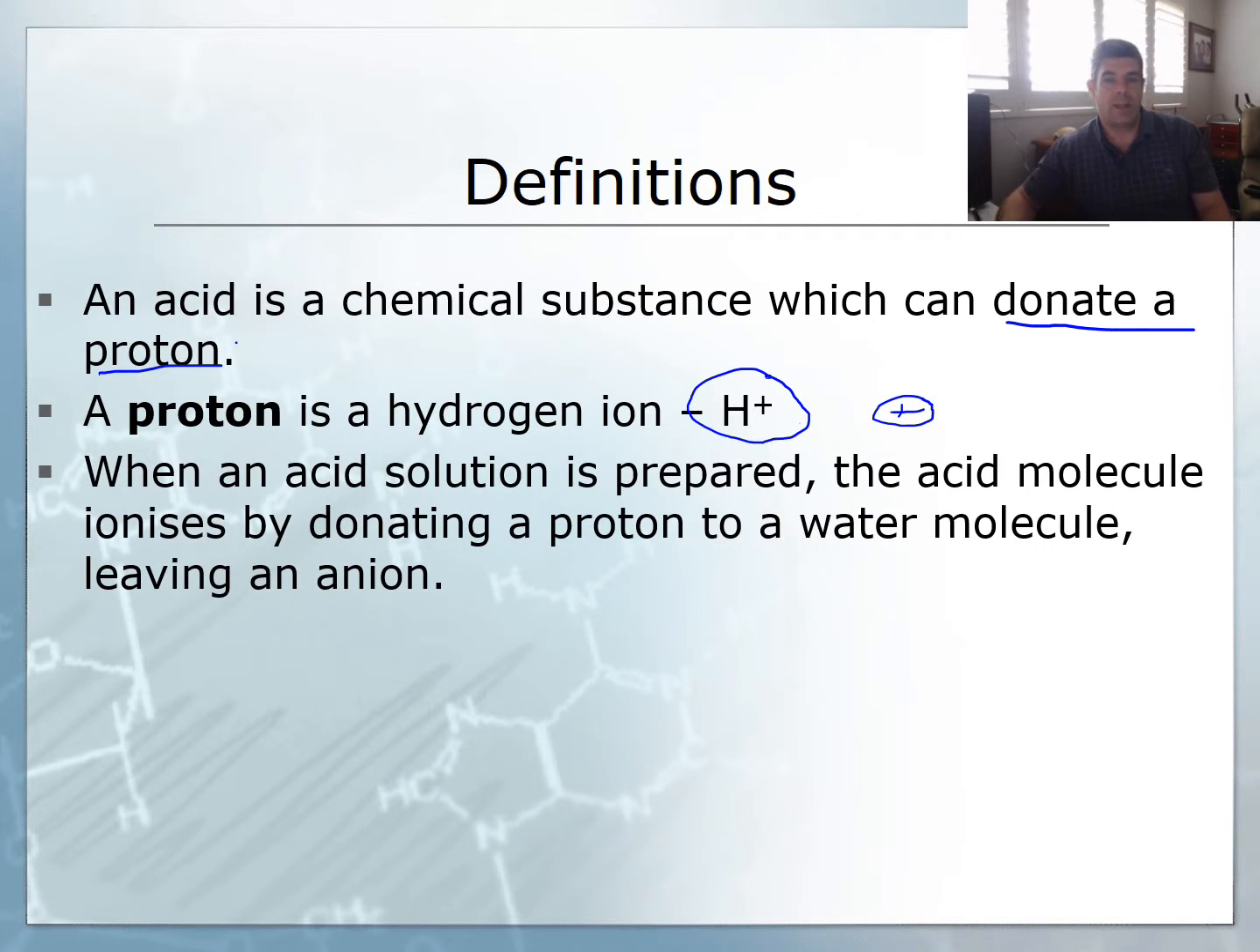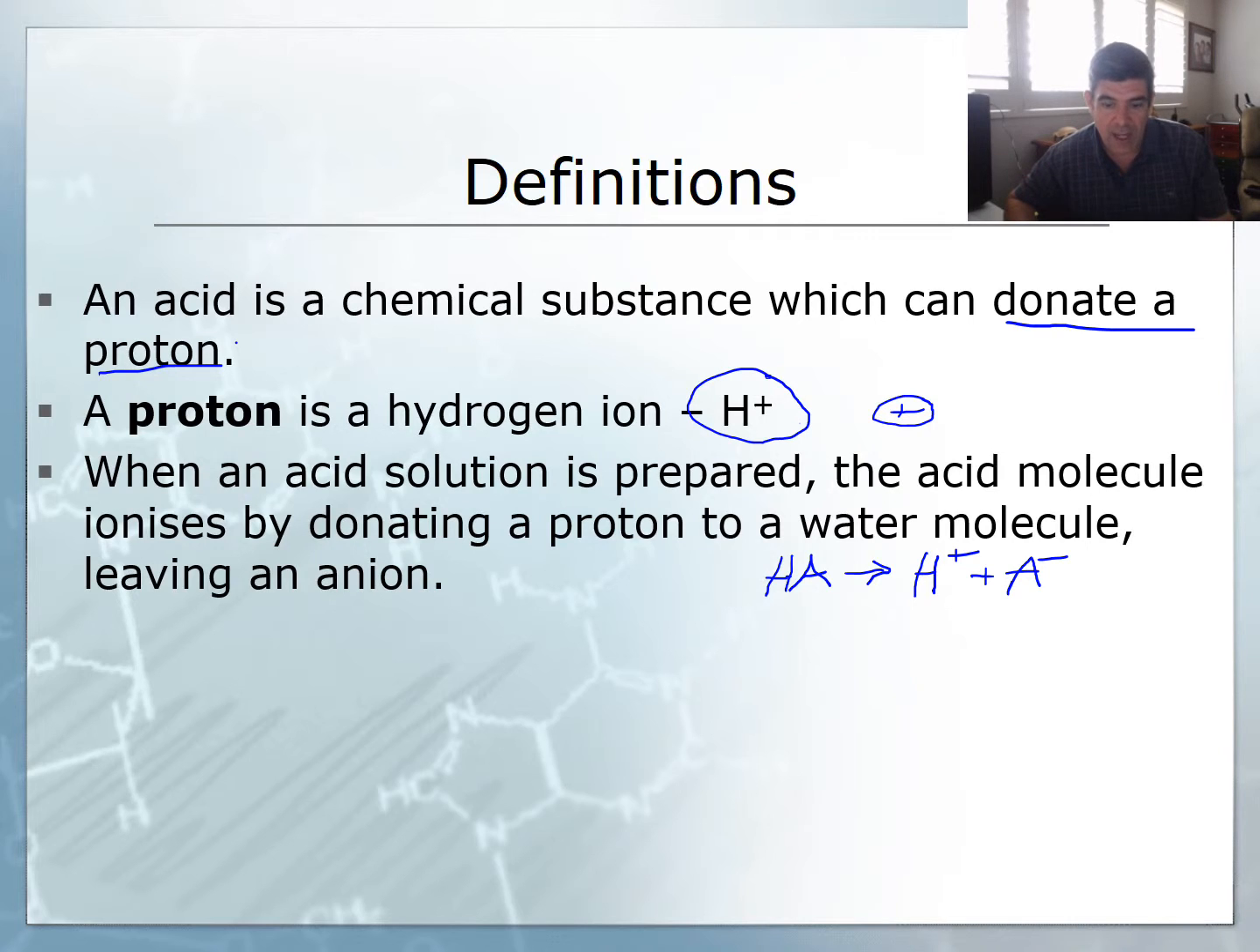So when an acid solution is prepared, the acid molecule ionizes by donating a proton to a water molecule, leaving the anion. So in this case, if I put HA as being a general formula for any acid, then what we have is an H plus and an A minus, which will be the anion that's left over after the acid has ionized.